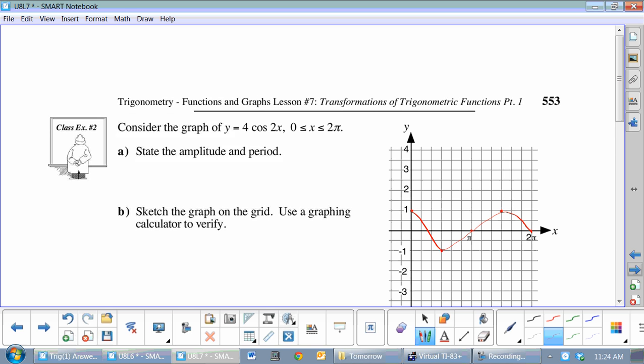Okay, that's what a cos graph looks like. Now, what are we doing here? State the amplitude. What's the amplitude? Amplitude is 4. What's the period?